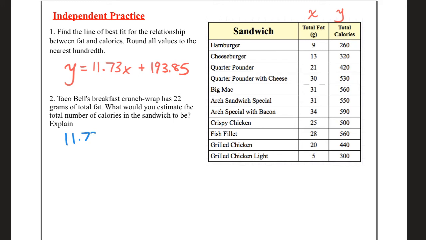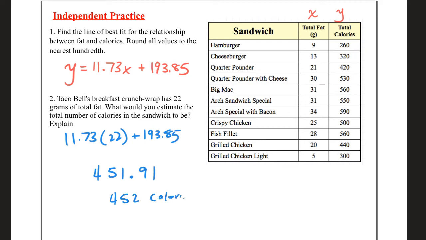If I plug in 22 for X, you could use, I guess, Y equals if you wanted to here, maybe. You could type like the equation into Y equals, or you could just do it like how I am. 11.73 times 22 plus 193.85. While crunch wraps are delicious, they would have 451.91 calories. Does it say rounding wise? Doesn't say where to round. The rest of the values are rounded to a nearest number, so I'm going to do the same. Let's just say 452 calories. It would be an estimate based on our line of best fit.